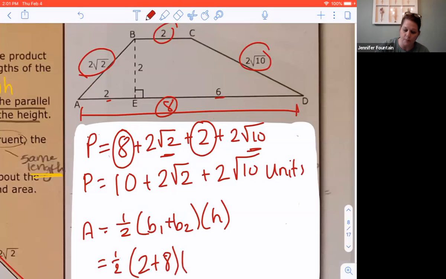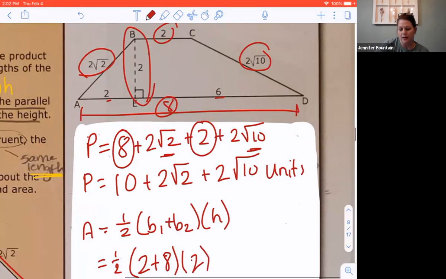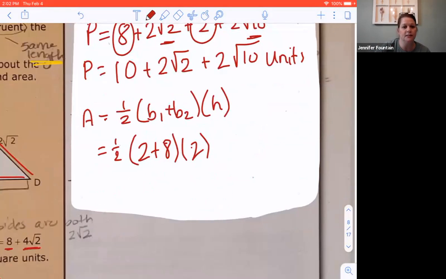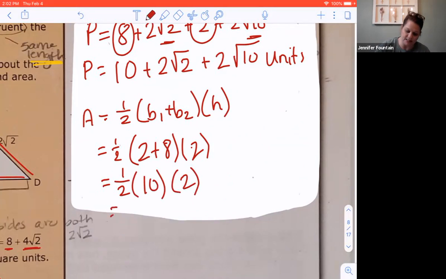And then my height, remember my height is going to be what intersects the base at a 90-degree angle. And so that is going to be 2. So now I have 1/2 times 2 plus 8 times 2. So 1/2 times 2 plus 8 is 10 times 2. Half of 10 is 5, and 5 times 2 is 10. So 10 units squared.